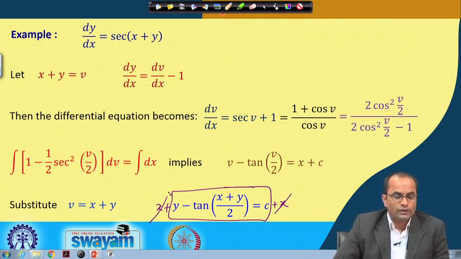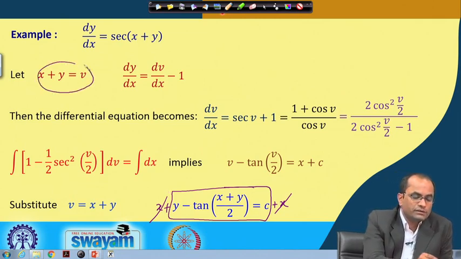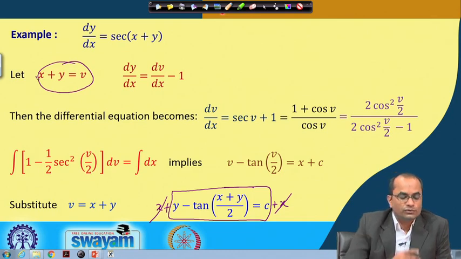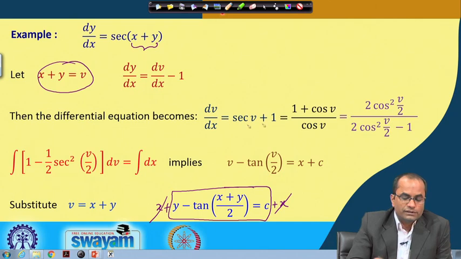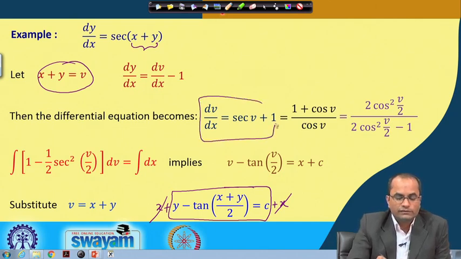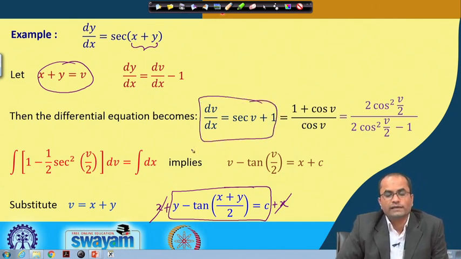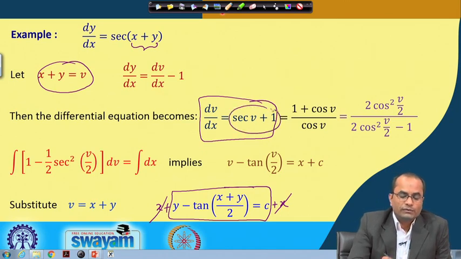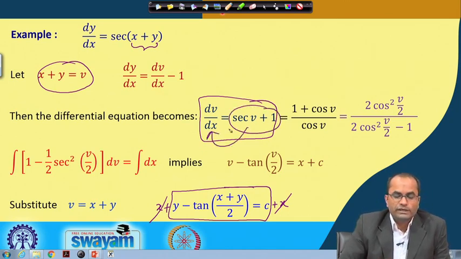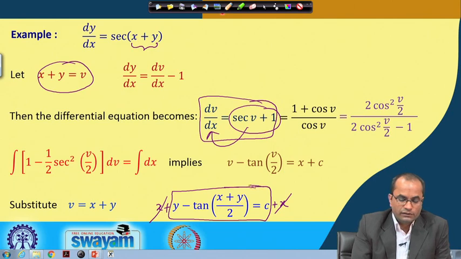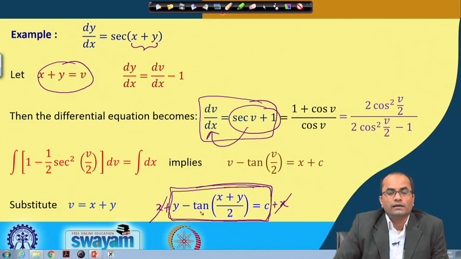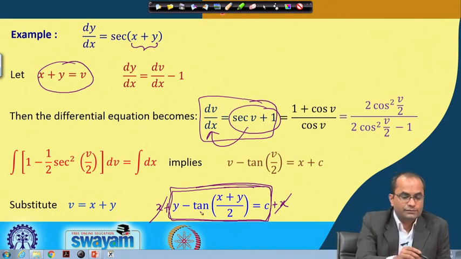So, here the given equation again was not in separable form, but by doing this substitution x plus y is equal to v, the new equation written now in v, dv over dx is equal to sec v plus 1, is in separable form, and therefore we could integrate this easily, and finally we got this implicit solution: y minus tan of x plus y by 2 is equal to an arbitrary constant.